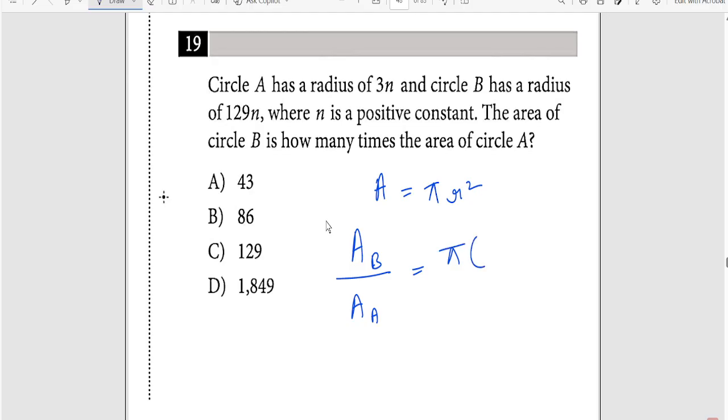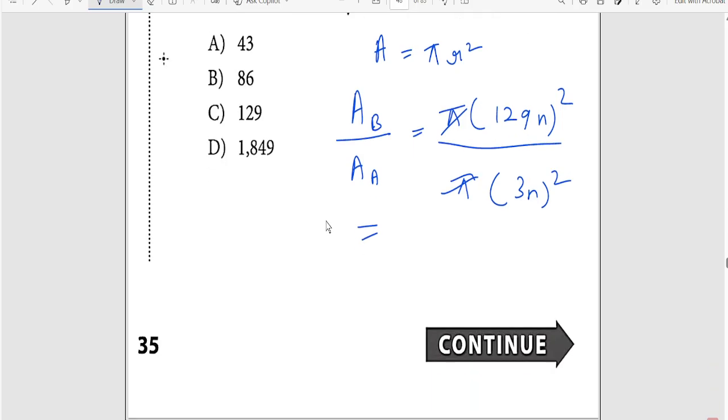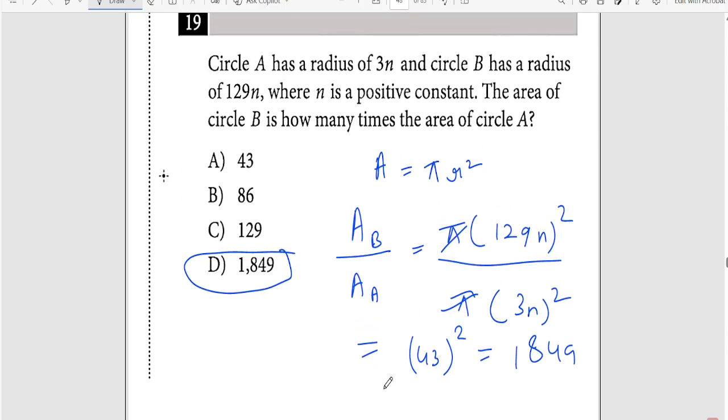So pi, radius of B is 129n, square, n square, and then radius of A is 3n square. Basically pi cancels out, 129 square and 3 square. If you divide them, you get 43 square, which is 1849. So option D is correct. Okay.